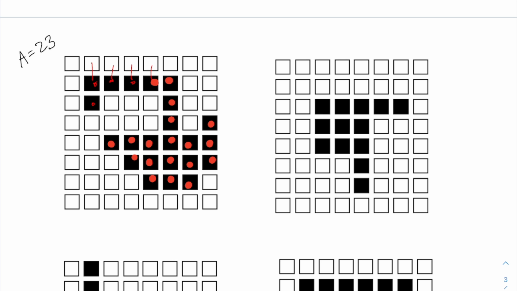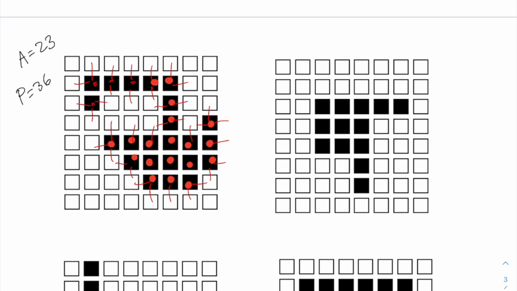I count like this. 1, 2, 3, and so on up to 27, 28. I got 36 around the outer edge. I hope that you also got 36. Anybody agree or disagree? I hope you agree.